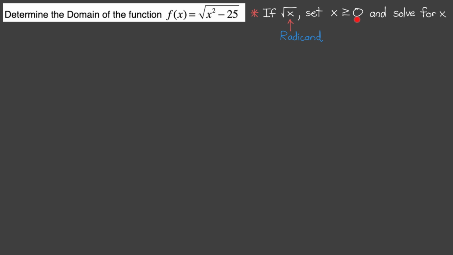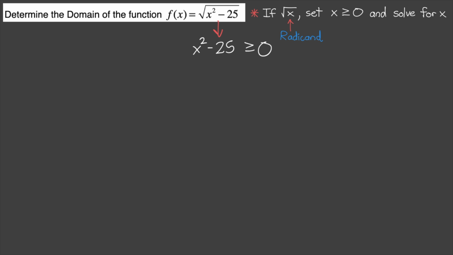So why greater than or equal to 0? Because you cannot take the square root of a negative number. The number underneath the square root must be 0 or positive, which means it must be greater than or equal to 0. So let's go ahead and set the radicand greater than or equal to 0, and then we will solve for x.